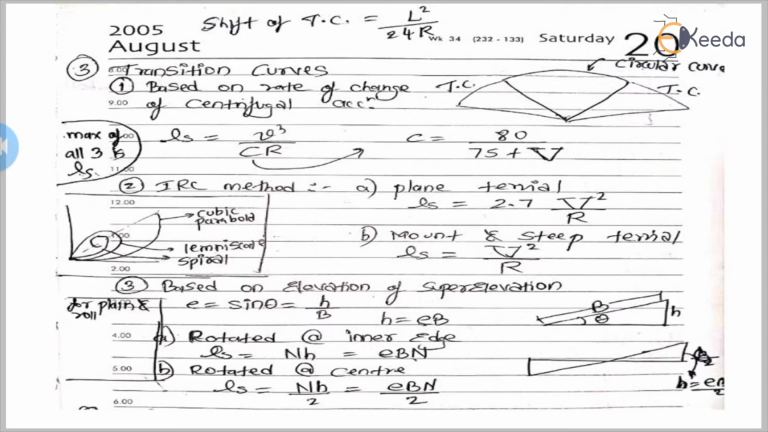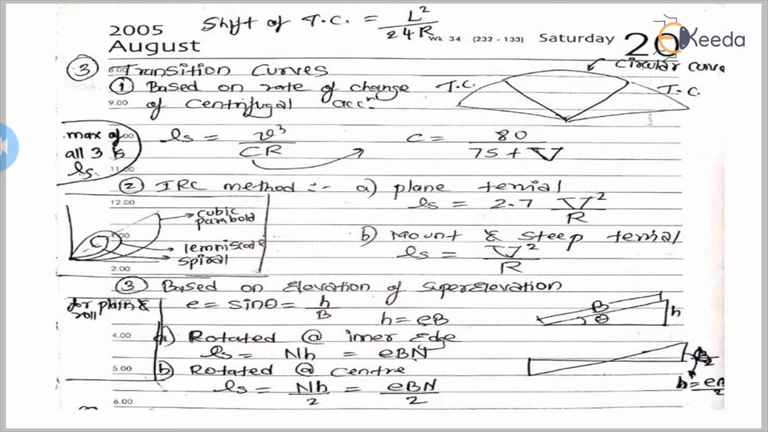This third method is divided into 2 types, that is rotation of the road at the inner edge and rotation at the center, that is the pivot point is at the inner edge and the pivot point is at the center. When the pivot point is at the inner edge, then Ls is equal to NH, that is EBN. Since H is equal to E into B, the formula becomes Ls is equal to EBN. E is the superelevation, B is the width of the road, N is the rate of introduction of superelevation, that is 1 in 150 for plain and rolling terrain.